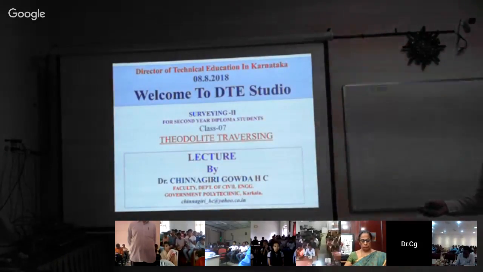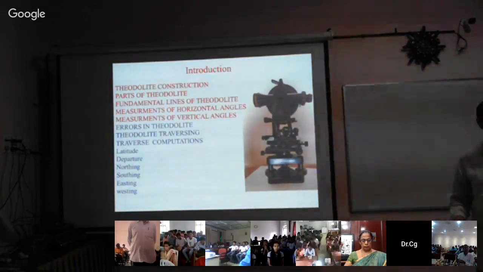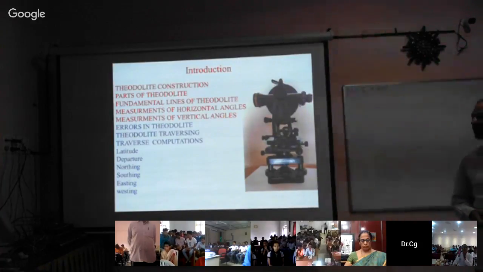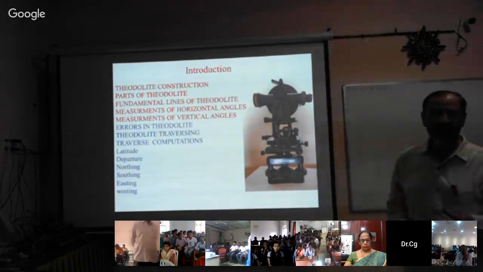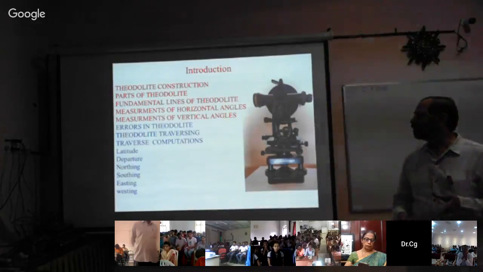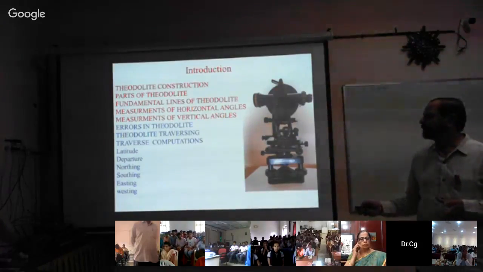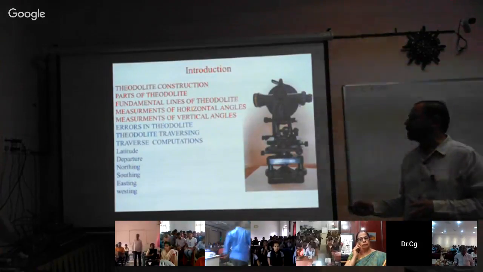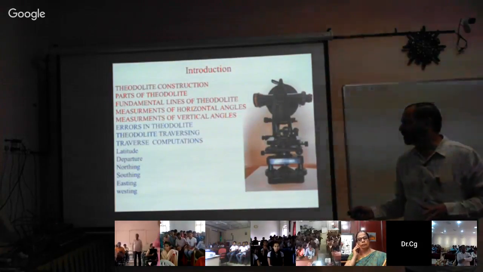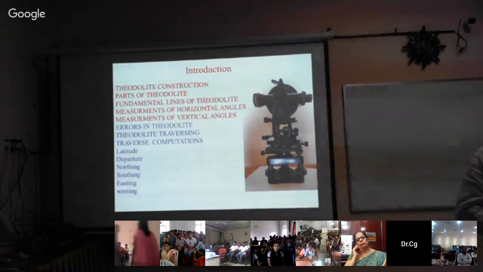Now till now we have discussed the Theodolite construction, then various parts of Theodolite, fundamental lines of Theodolite, and measurement of horizontal angles, measurement of vertical angles, and also we have learned the errors in Theodolite, and Theodolite traversing also we have understood a little bit, and traverse computations now we are doing.